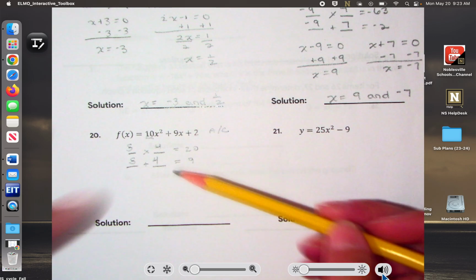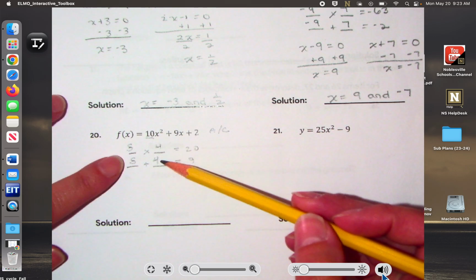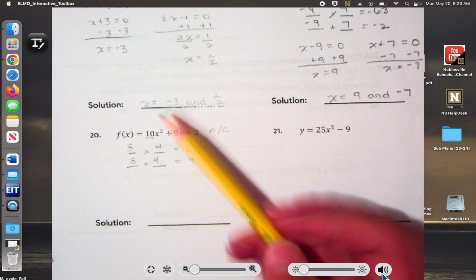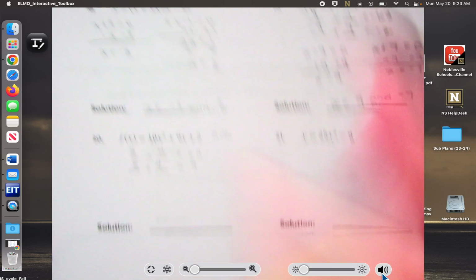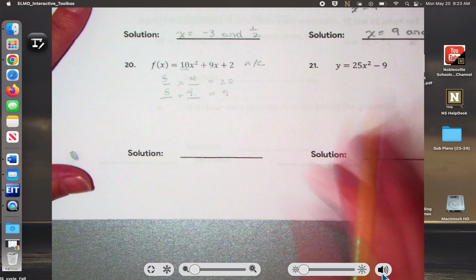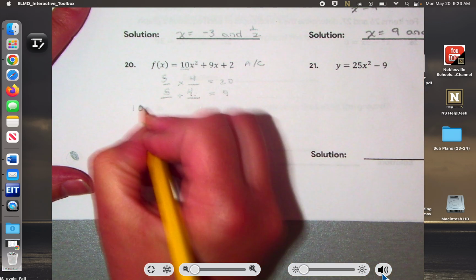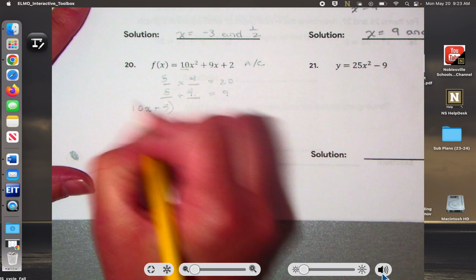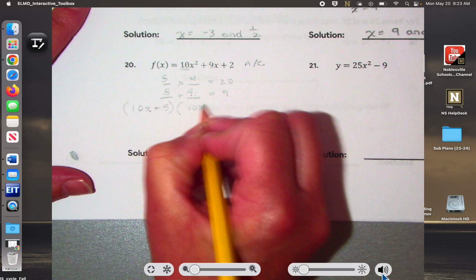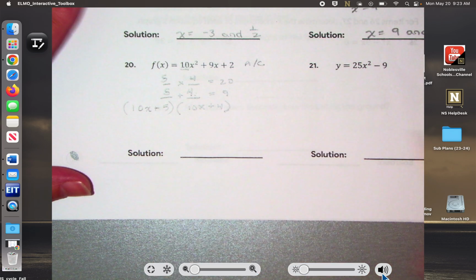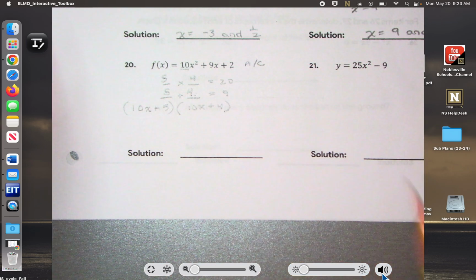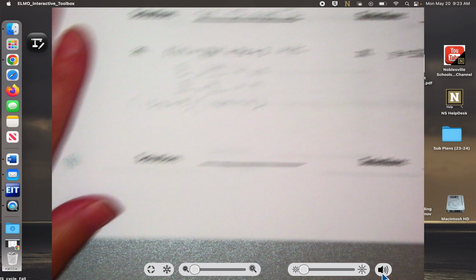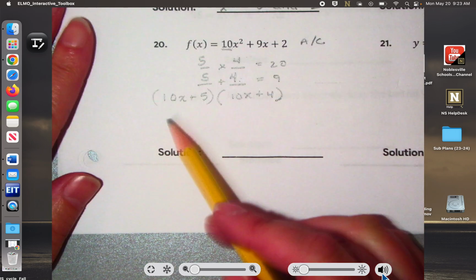So then I have to, if you remember, once you have those quantities, the next step is to put your original a into the quantity. So I'm going to have 10x plus 5 times 10x plus 4. That's where that 10 goes in there. And then I have to ask myself, do either of these have a greatest common factor? And it turns out both of them do.